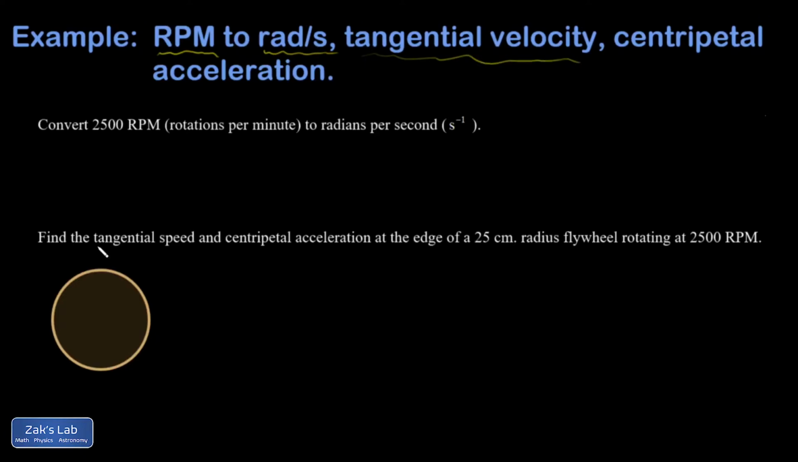Here I said tangential speed, which is kind of incorrect to say it that way. So tangential velocity, here I should have said magnitude of the tangential velocity. And centripetal acceleration at a point on the edge of the disk.